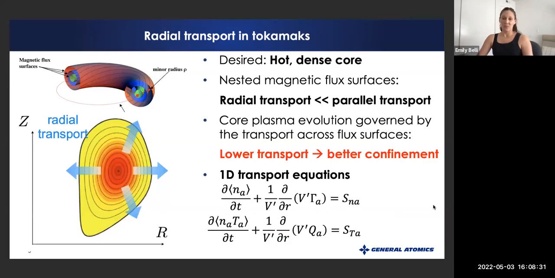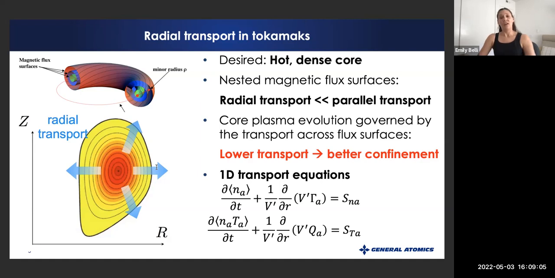So what exactly does transport mean in a tokamak? Well, the fundamental issue is that we desire a hot, dense core, and our solution is to magnetically confine the plasma in a tokamak. We know that the tokamak has a helical magnetic field that is toroidal plus poloidal, and the magnetic field lines lie on closed nested surfaces that we call flux surfaces. The parallel transport along the magnetic field lines is much faster than the radial transport across the flux surfaces, but it is the radial transport that we're interested in since it carries the plasma from the hot core to the cold edge.